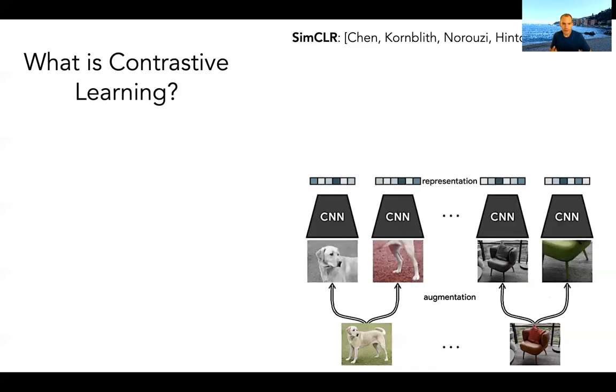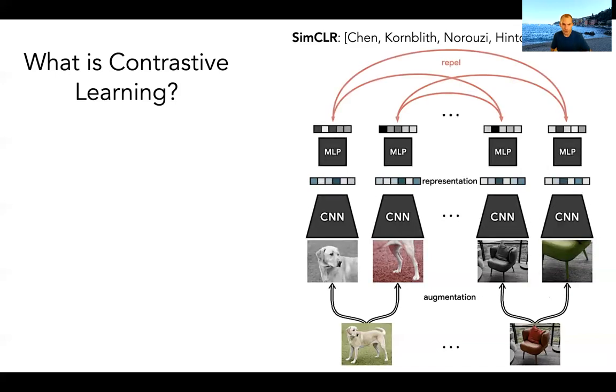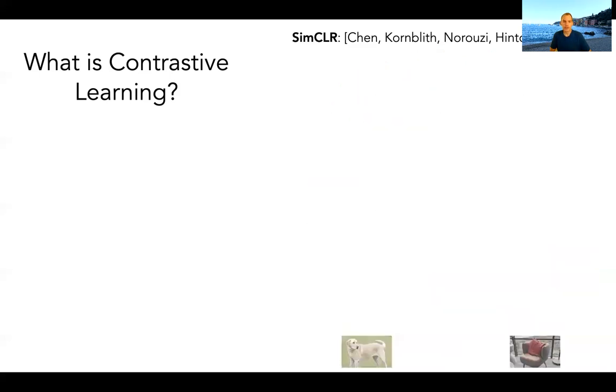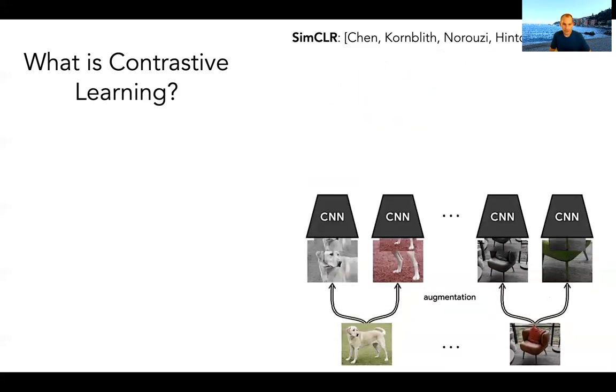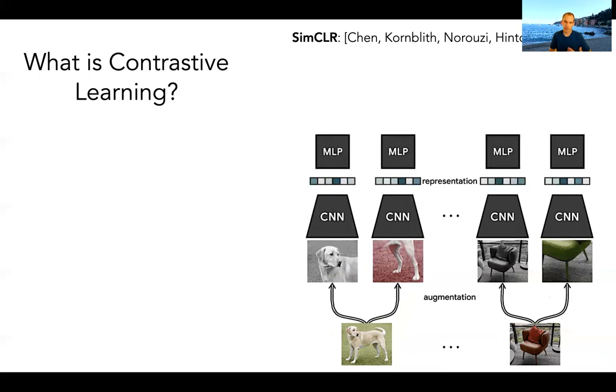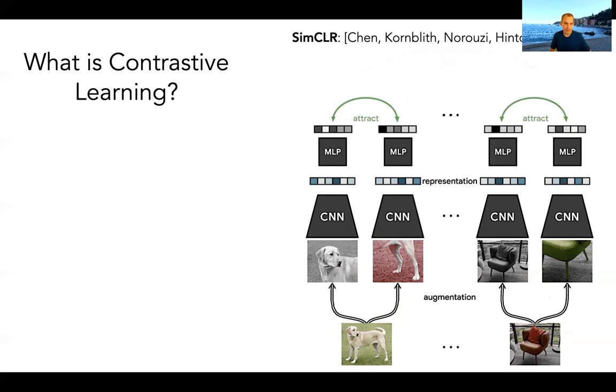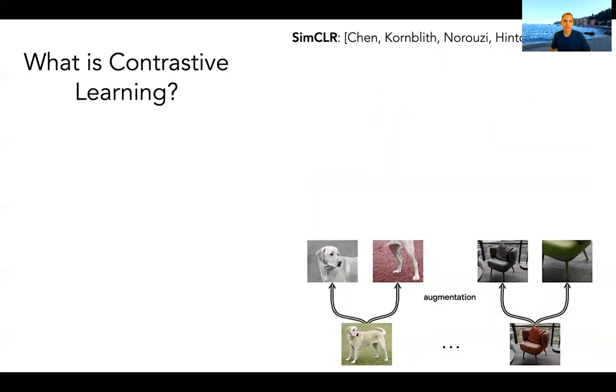And more generally, we can say we want two different views. A view could be a crop of the image, or it could be a different color channel. Two different views of the same image should map to the same embedding representation. And two different views of different images should map to different representations.